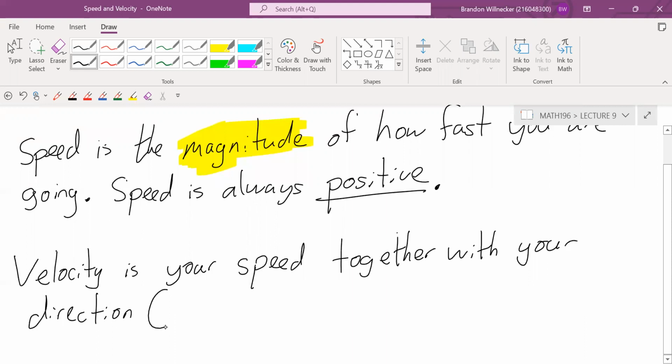Okay, and then the way that we specify the direction is with a sign. So either positive or negative sign.